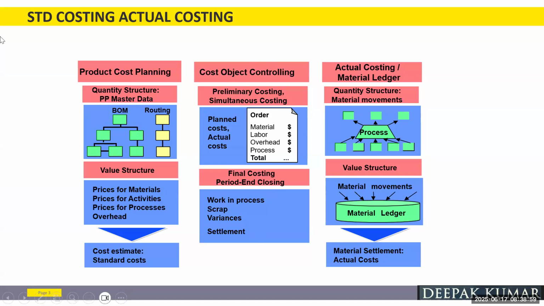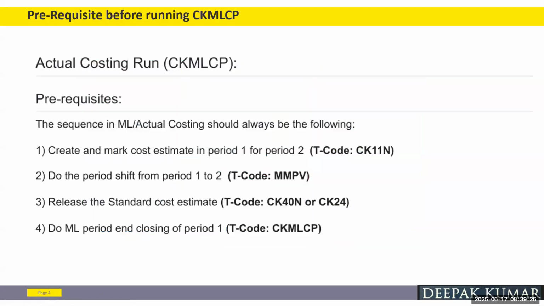Just to recap, first yearly we do standard costing. We release that as standard price during the month. All goods movements happen at standard price, and as the goods movements happen, variances get saved in CKM3. And in month end, those variances are posted to either inventory or COGS. So we cover this part today.